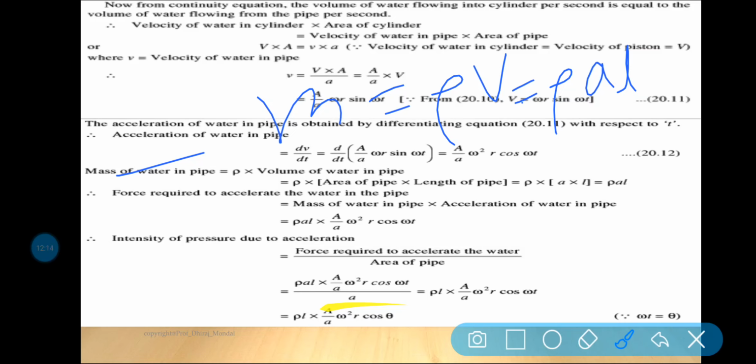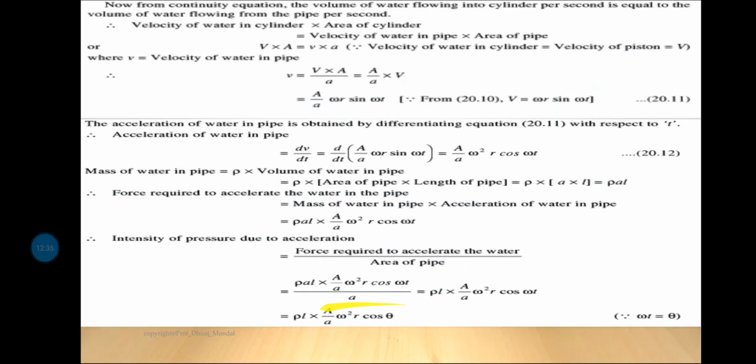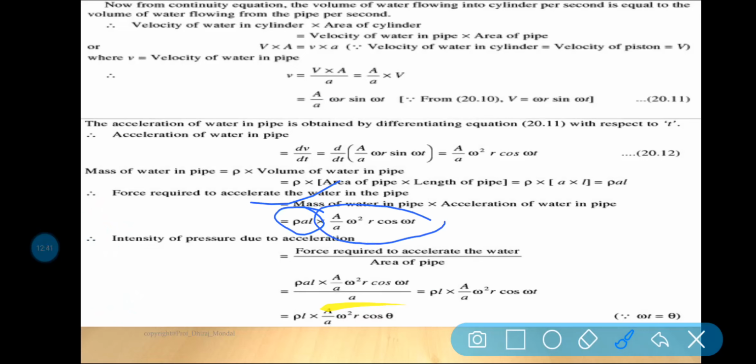So can I write this? Rho into A into L is the mass of the water in the pipe. Clear? Now if I calculate the force required to accelerate the water in the pipe, you know that force is equal to mass into acceleration. From the inertia you can get, force is equal to mass into acceleration. So mass rho AL into acceleration, which I have already calculated, A by a omega square r cos omega t.